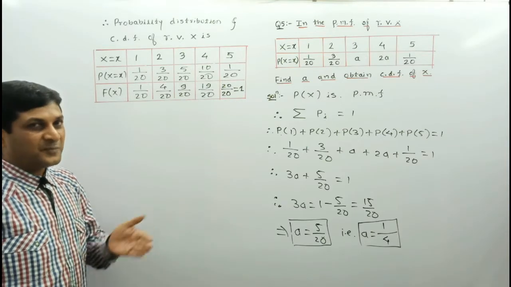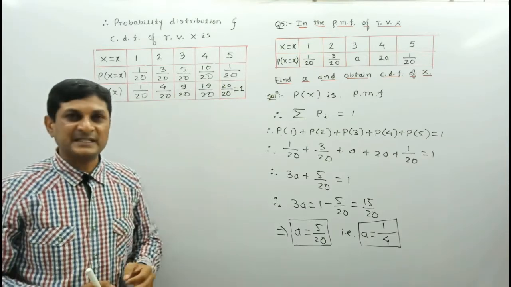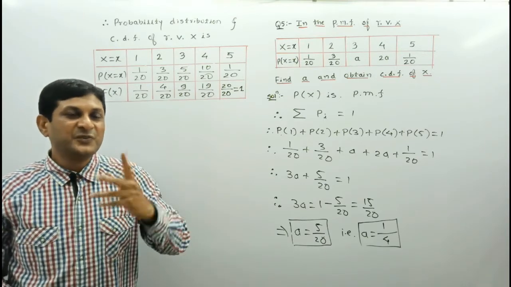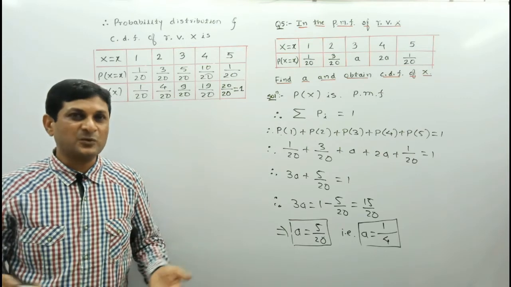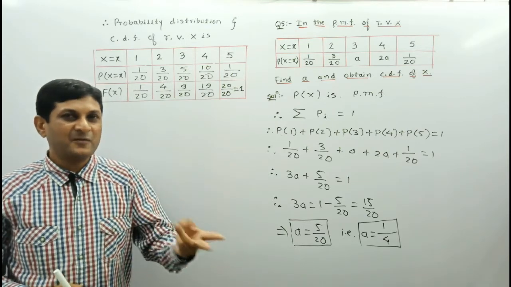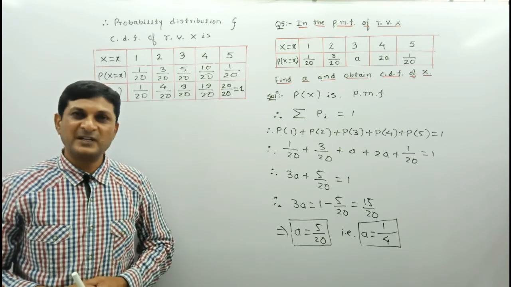In this way, from the second part of the miscellaneous exercise, we have completed the first 5 questions. In the next video, we will start the next question, question number 6. A total of 15 questions are there. Hardly we will require 2 or 3 videos again to complete this chapter.